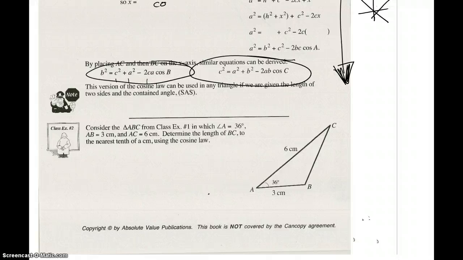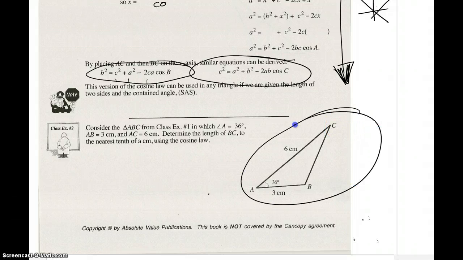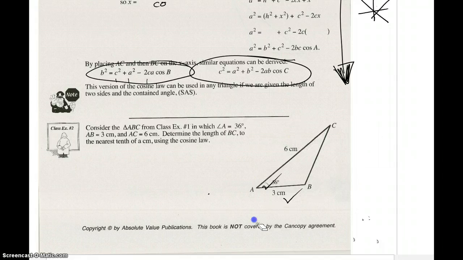So here's the question. It says that we have this triangle. I'm looking at this triangle right here, in which we've been given an angle, 36. We've been given a side, which is AB. We've been given a side, which is AC. And now I have to figure out the BC length to the nearest tenth, and I am going to use the cosine law. So we could do it like we just finished doing it on the other page, but instead we're going to use the cosine law.